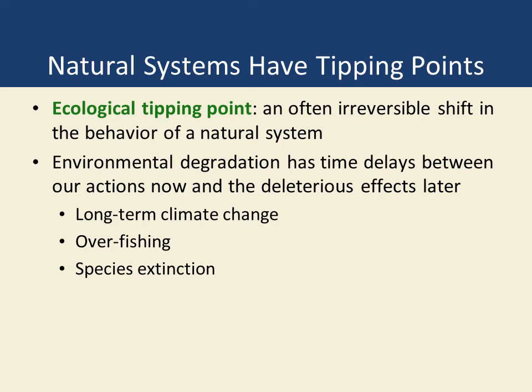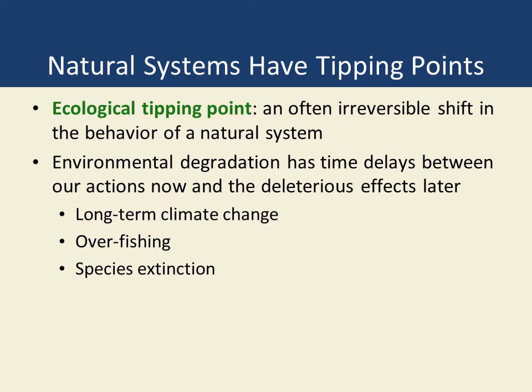Natural systems have tipping points, ecological tipping points: an often irreversible shift in the behavior of a natural system. Now let's discuss the tipping point for a minute. For example, there is always a tipping point. Take the food chain, for example. There will always be a tipping point. Okay, so you can start taking out species from the food chain.